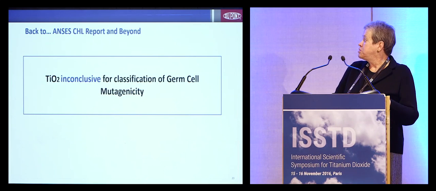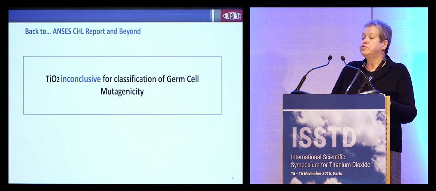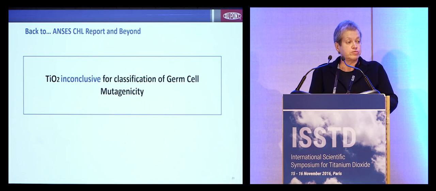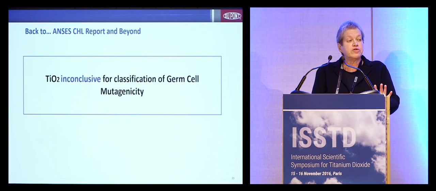So back to ANSES, the report, and beyond. TiO2 was considered inconclusive for classification of germ cell mutagenicity. And I'd like to point out again this thing with germ cell, because I don't know if this is going to lead to something or not. It was not considered not classifiable. Is this going to lead to further review, for example, of developmental and repro endpoints? So I just want to give a message to everybody: don't only focus on the carcinogenesis aspect of this.